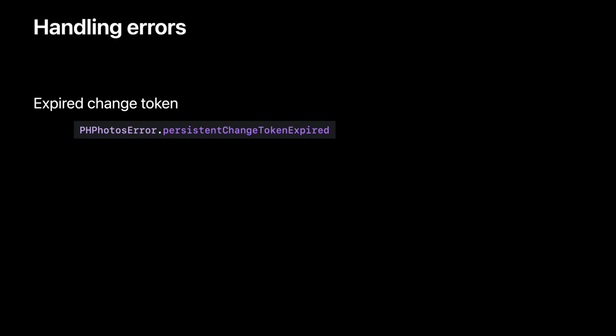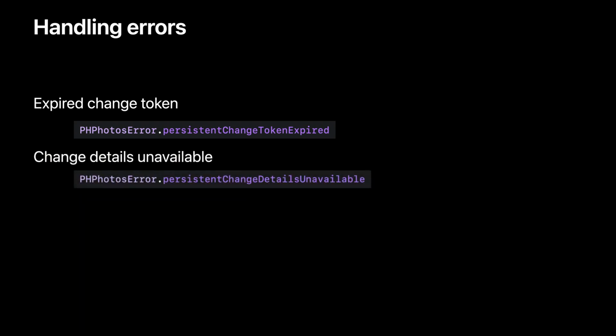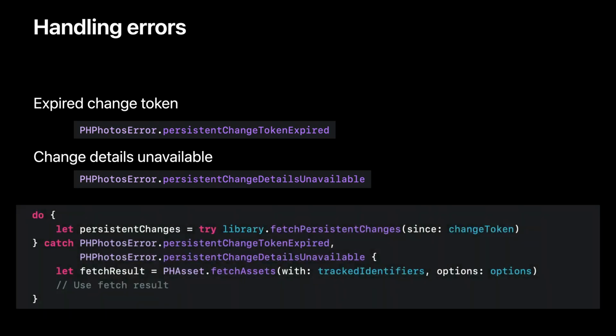There are 2 types of errors that can occur when fetching persistent history. If the change token is older than the available history of changes, the expired change token error will be returned. In some cases, the persistent change cannot be relied upon to completely reconstruct the changes that occurred, and will return an error that change details are unavailable. In these instances, we recommend refetching tracked objects in the photo library to ensure your app is up to date.